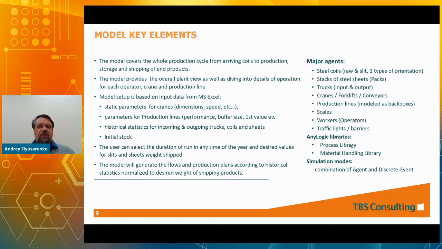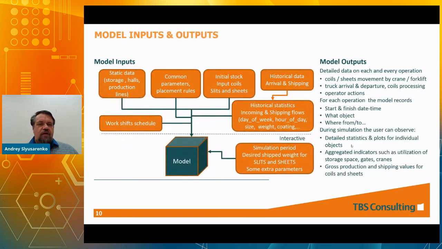uploading of the raw coil into the production line, and after that the distribution of produced goods into different storage areas, as well as a model of operators and also a control system for trucks. The model can cover all production cycles from arriving coils to production and so on.